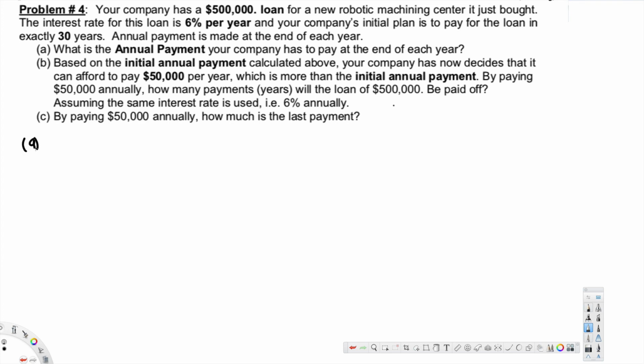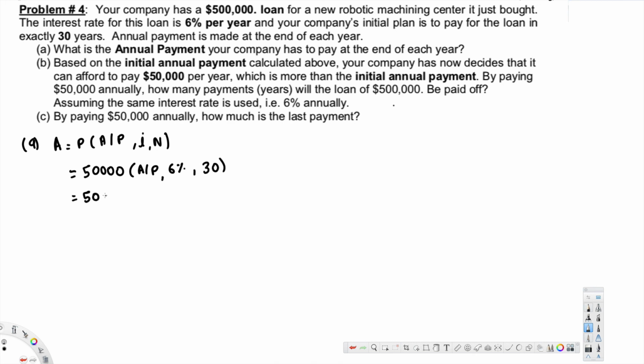Okay. Now to find this one out, we are going to use this formula. A is equal to P times (A/P, i, N). This is the capital recovery factor, A over P, and i is the interest rate, N is the number of years. Now the principal amount that's given right here, that's 500,000. And the interest rate is 6%, so I put that one right here, 6%. And it's for 30 years, so N is 30.